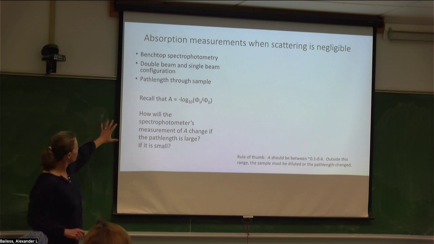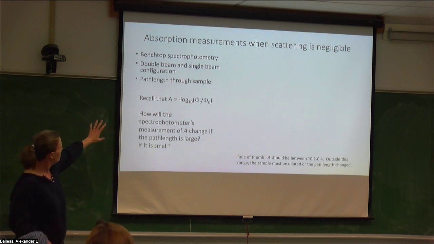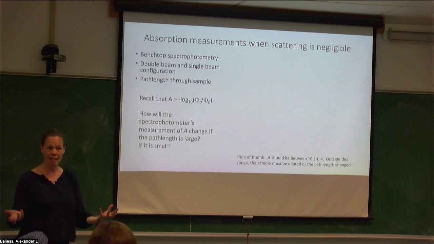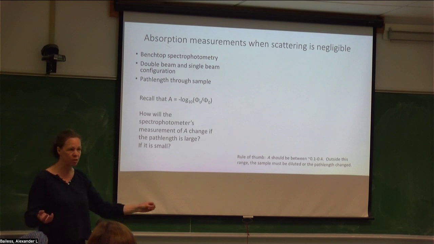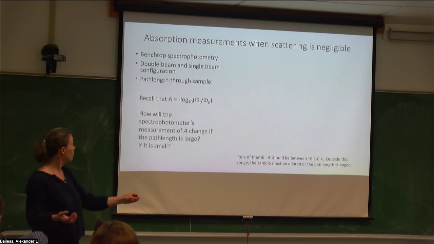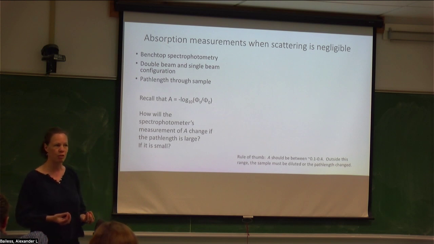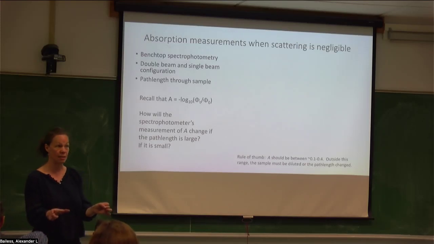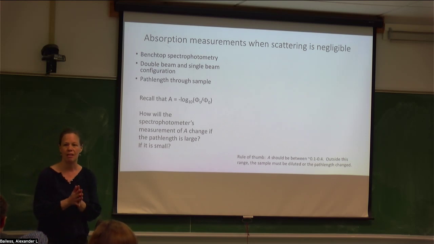For that benchtop spectrophotometer example, remember that we've got absorbance, which does not contain the path length in its definition. But we know that the absorption coefficient is a function of path length. So if we change the path length, how will that spectrophotometer's measurement of absorbance change? Like if we measure a sample in a 1 centimeter cuvette, and then we take that same sample and measure it in a cuvette that has a path length of 10 centimeters, how will absorbance change in that case?